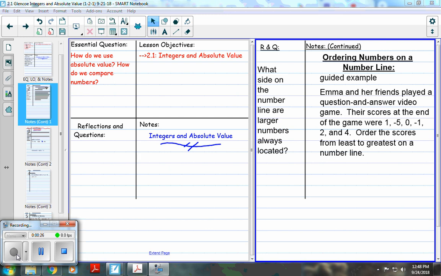Okay, welcome back. So, very first lesson of chapter 2, what we're learning about is how do we use absolute value and how do we actually compare numbers. So, our lesson title is Integers and Absolute Value.